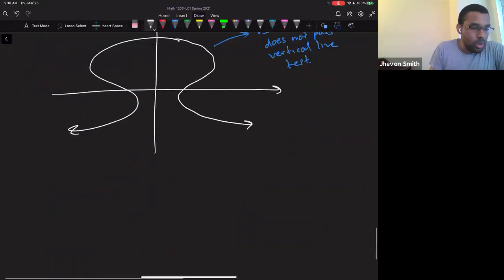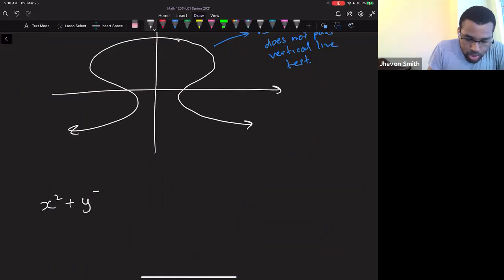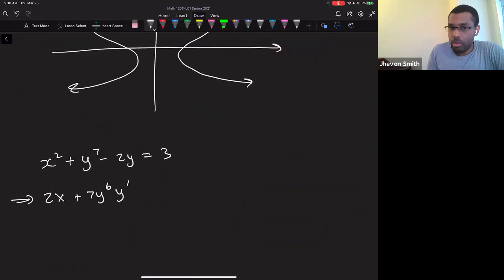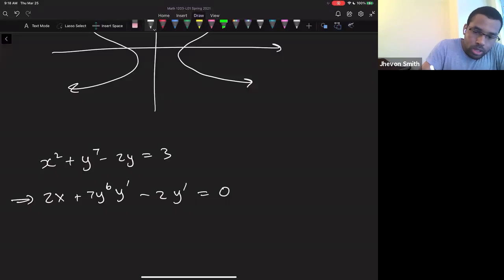Let's actually see what we would get. So x squared plus y to the 7 minus 2y equals 3. This means that 2x plus 7y to the 6 y prime, remember whenever I differentiate a y term, I have to multiply by y prime, minus 2 times 1 times y prime equals 0. So now here's my y prime.